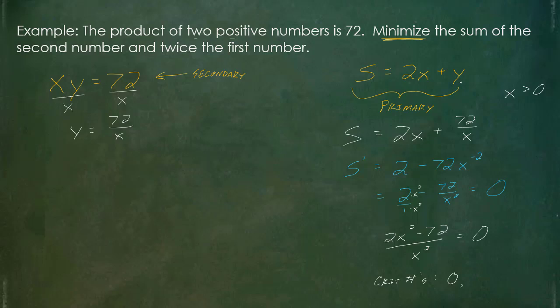The next part would be actually solving when is the numerator equal to 0. So if I just said 2x squared minus 72 equals 0, I could add 72 over to the other side, and I get 2x squared equals 72. Divide that by 2, I'd get x squared equals 36.